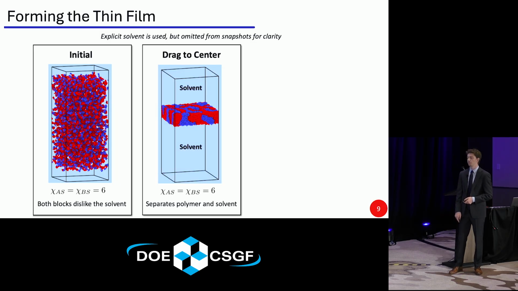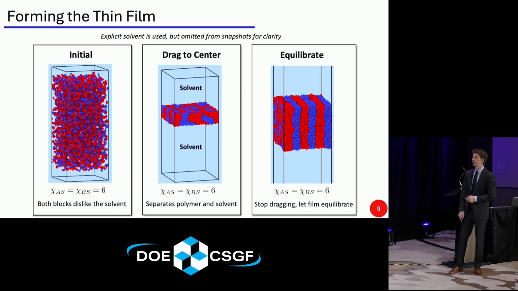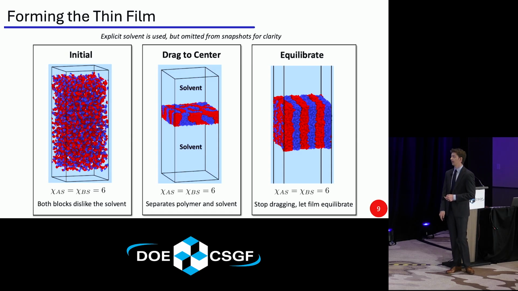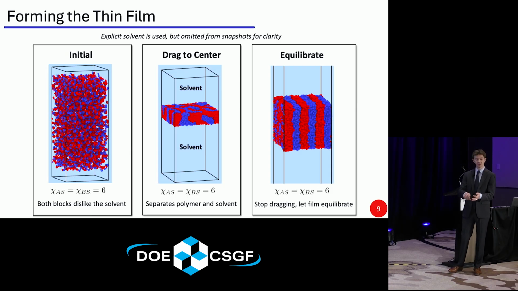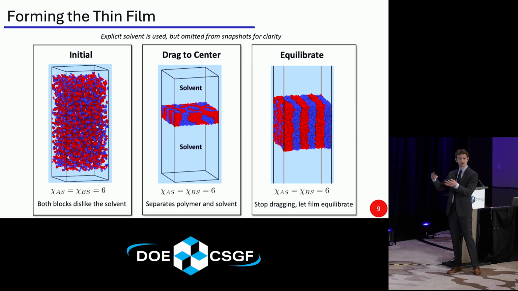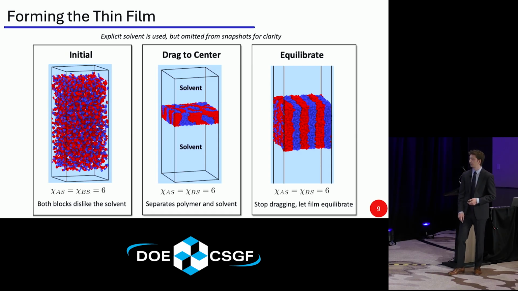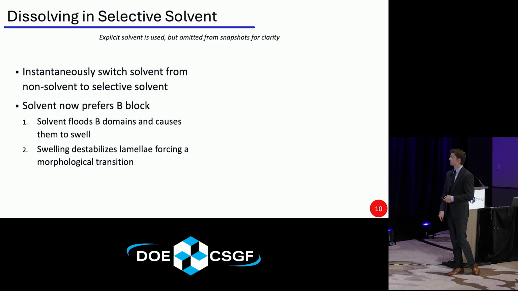And right now, both blocks dislike the solvent, and this allows me to form a thin film that's sandwiched in between two layers of a non-solvent, and then I release that dragging force, and I get a lamellar thin film that's sandwiched in between two layers of non-solvent. And this is basically my starting point. They have a thin film that's exposed to air or a vacuum, and I have this thin film that's sandwiched between non-solvent, which is essentially air, right? And then that's going to be the starting point.